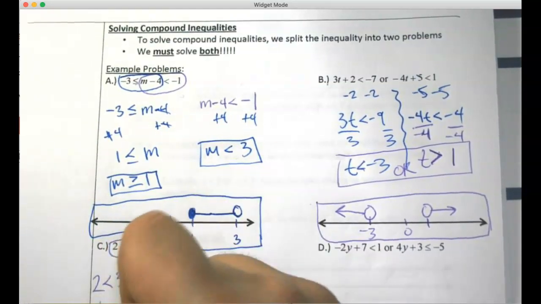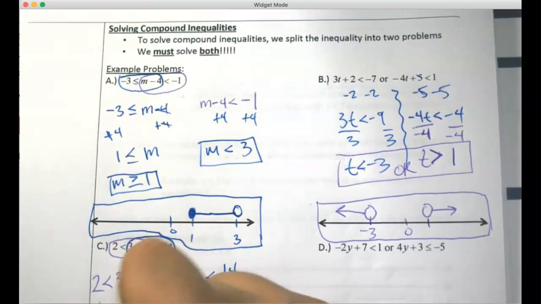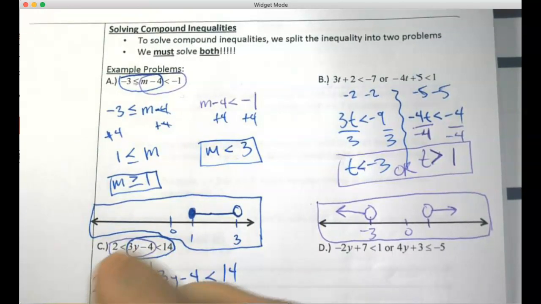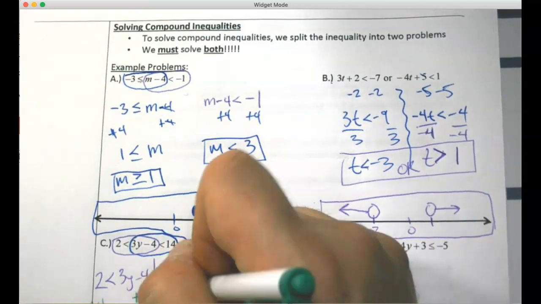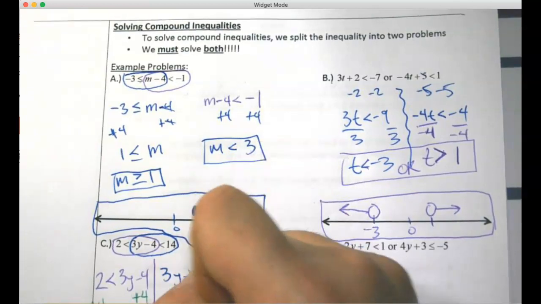Now I'm going to divide by 3. And I get 2 is less than y, and I am going to want to flip that to make it y is greater than 2. It always was y is greater than 2. I want my variable on the left side. And then this one here, add 4. First step, bring down the 3y.